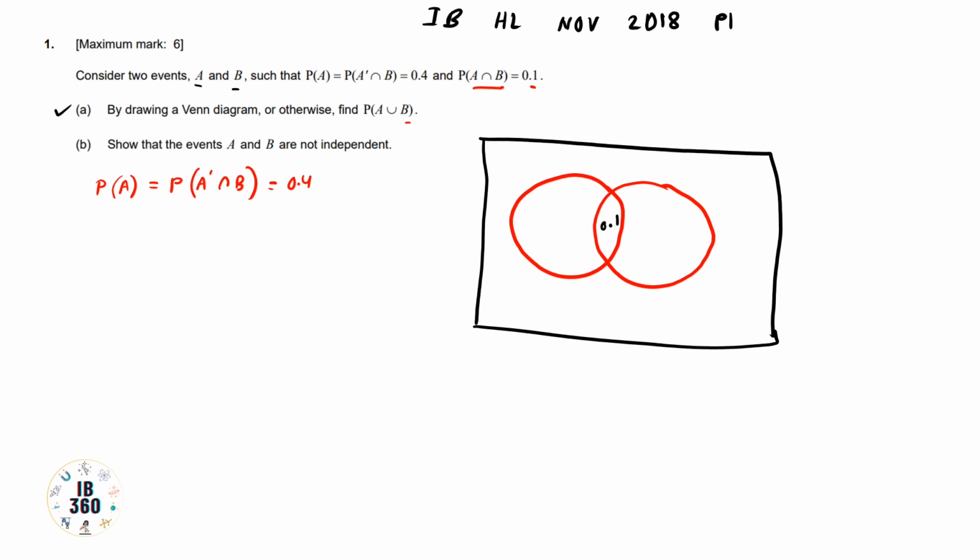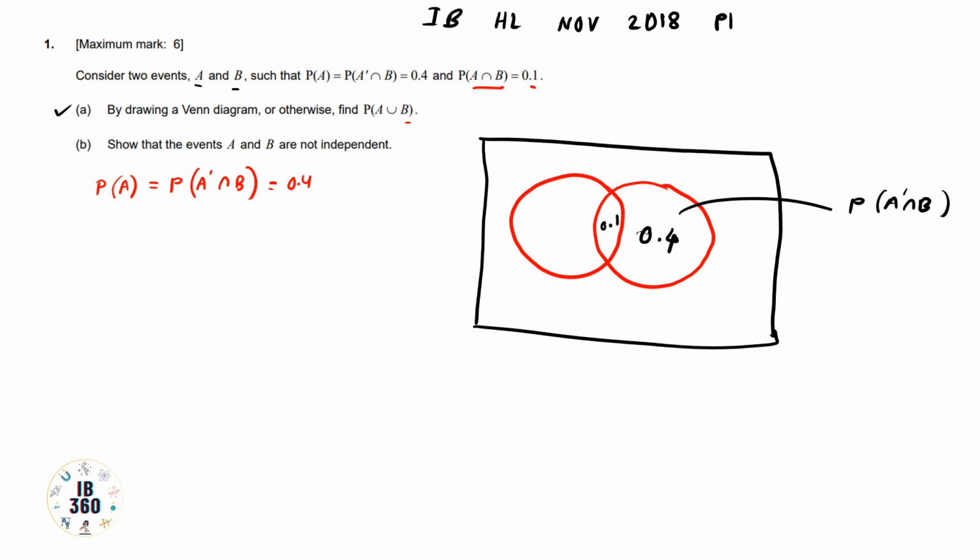Now the thing is, P of A complement intersection B. P of A complement means this is the complete A set, so A complement intersection B means only this particular portion. Just I am giving the example. Only this particular portion will be P of A complement intersection B. This section will be called P of A complement intersection B. So this value is given to be 0.4.